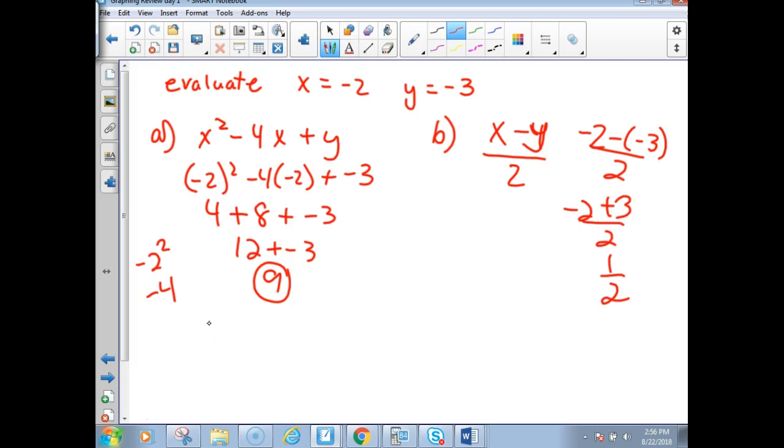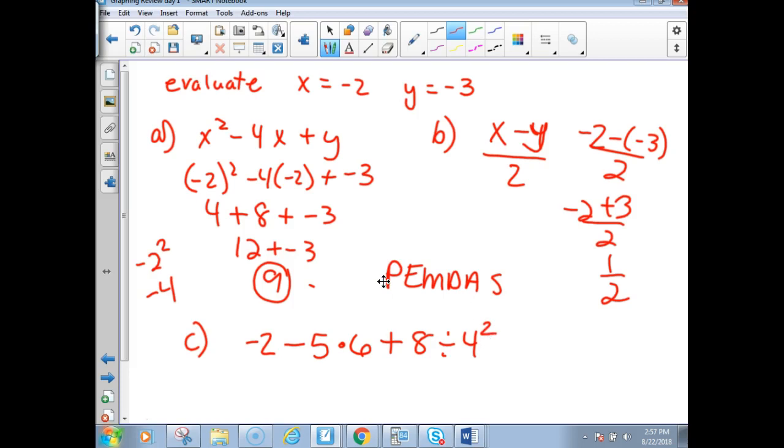On order of operations, I'll make up an example. Say it was negative 2 minus 5 times 6 plus 8 divided by 4, and you had to do the order of operations. What does order of operations tell us to do first? Remember, it's PEMDAS. You want to do parentheses. There's no parentheses here, but if there are, you want to do that first.